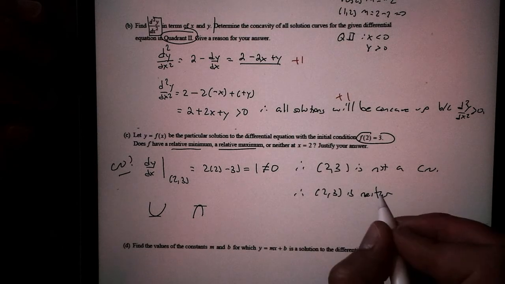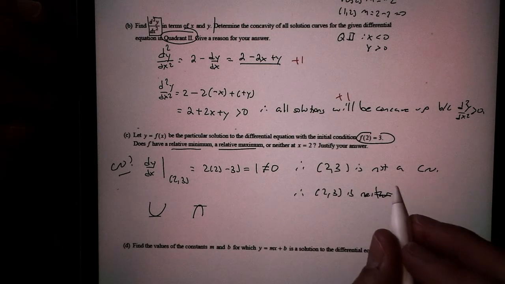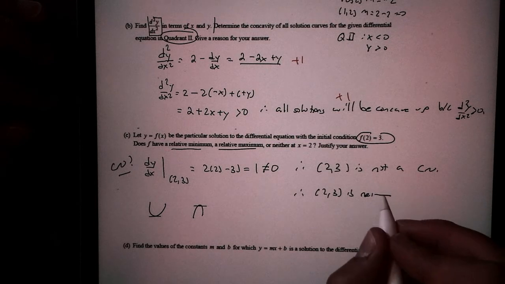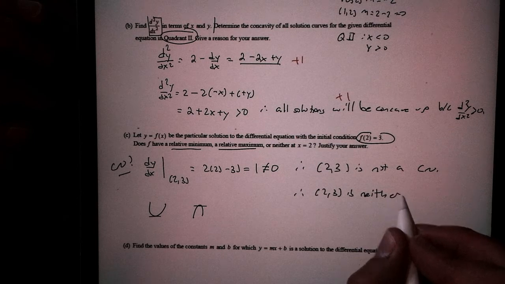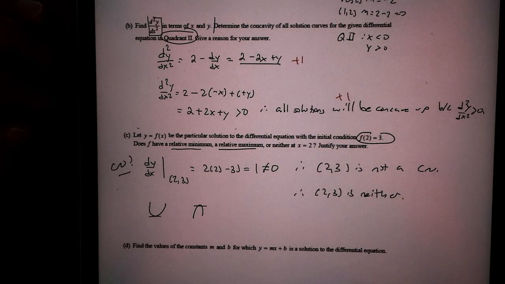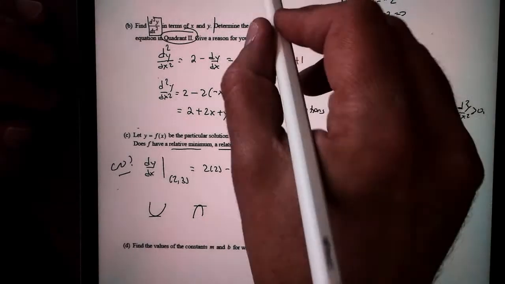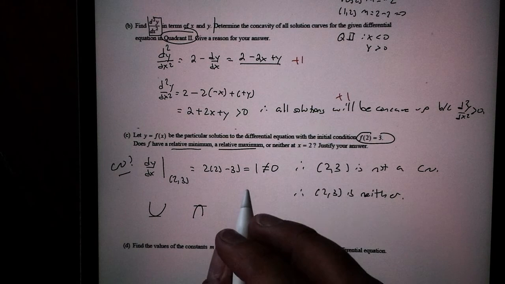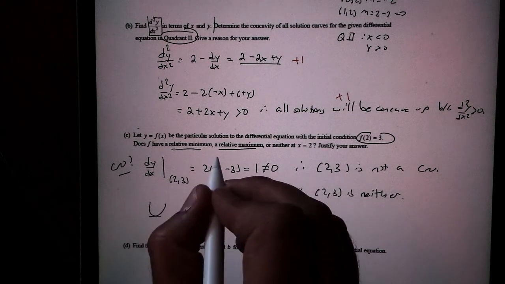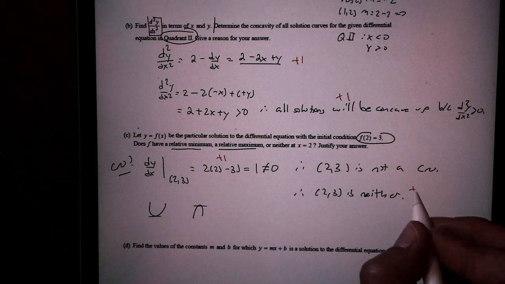Oops, let me spell that better. There we go. It's going to be neither. Very good. All right, so how many points would this be worth? Well, you would get 1 point for plugging in the point here, and you get 1 point for your answer.